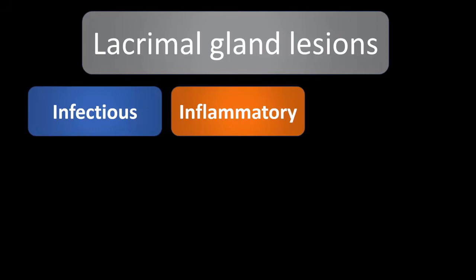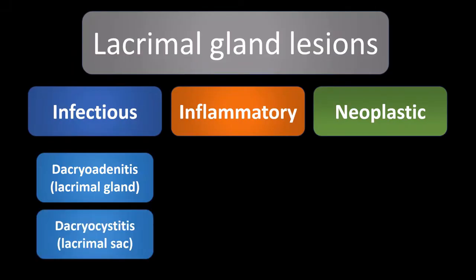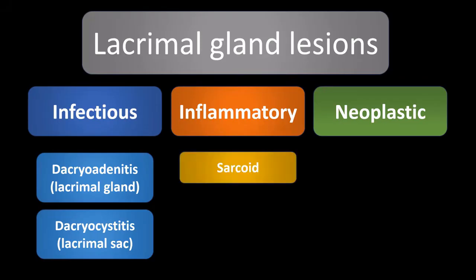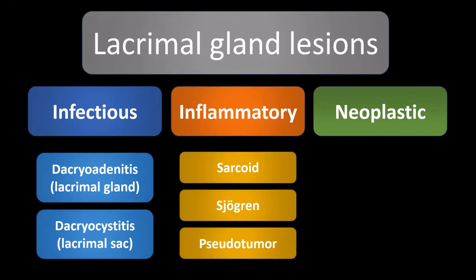The distinction is generally not easy to make on imaging, but let's just say we call it dacryoadenitis when it involves the lacrimal gland, and dacryocystitis when it involves the lacrimal sac. When it comes to inflammatory disorders, we have, of course, orbital pseudotumor or idiopathic orbital inflammation. Also, a possible cause of inflammatory lacrimal gland enlargement would be sarcoid and Sjögren, and in those cases it tends to be more often bilateral, while in the orbital pseudotumor it is more often unilateral, but not always.